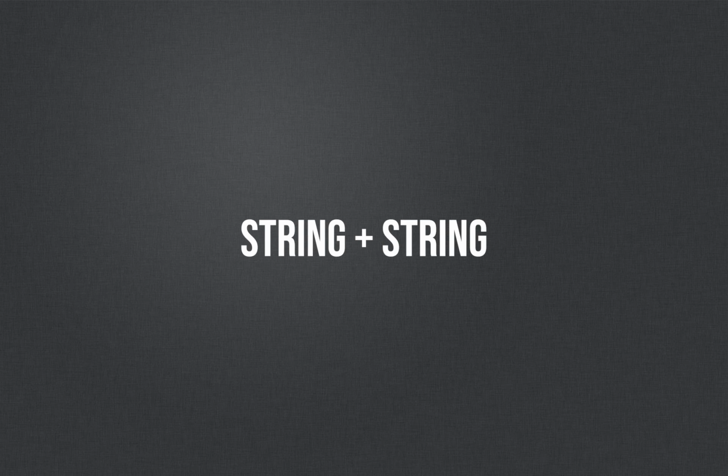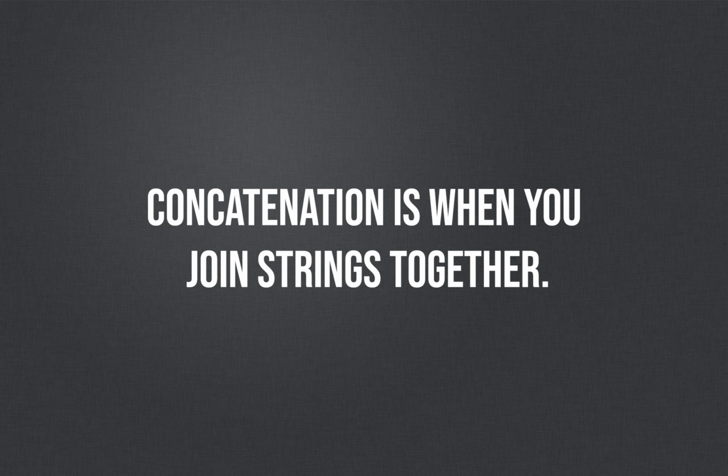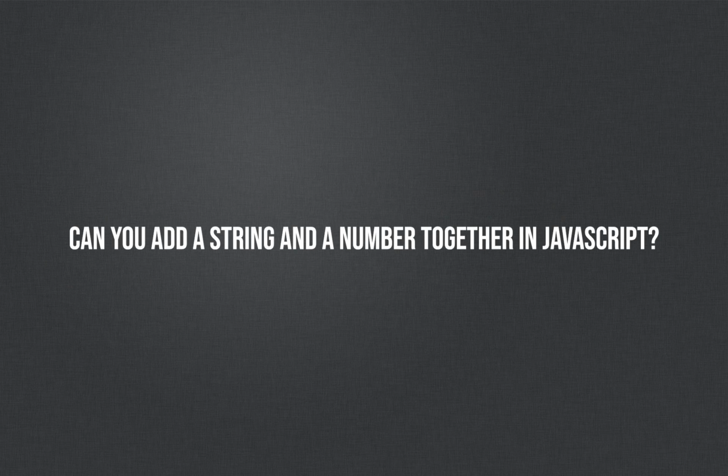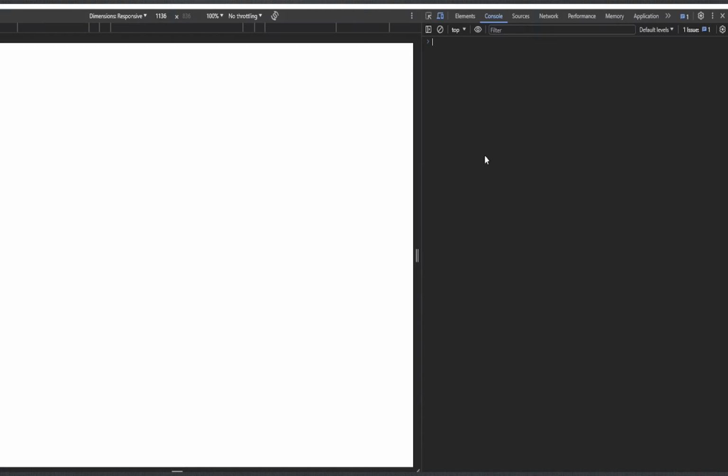When you add 2 strings, they combine into one larger string. This process of combining strings is called concatenation. Concatenation is when you join strings together. Now here's a question for you. Can you add a string and a number together in JavaScript? Yes, you can. If you add, for instance, 'say ' plus 5, you'll get 'say 5'.